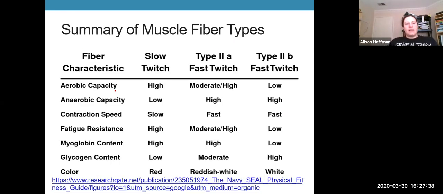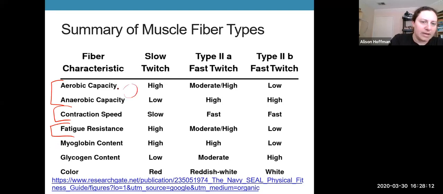Okay, so this is a nice summary table of the differences between them. You can definitely make your own for comparing and contrasting the three different types. This covers pretty much everything we talked about: what we're using to make ATP, are we using oxygen or not, how fast are we contracting, how fatigue resistant are we, and myoglobin and glycogen and color, which go back to what we're using for ATP.